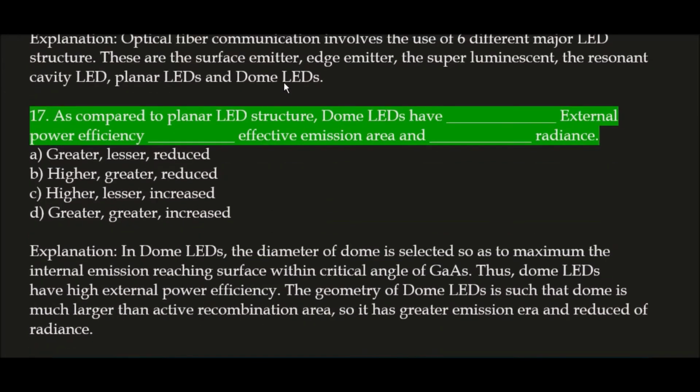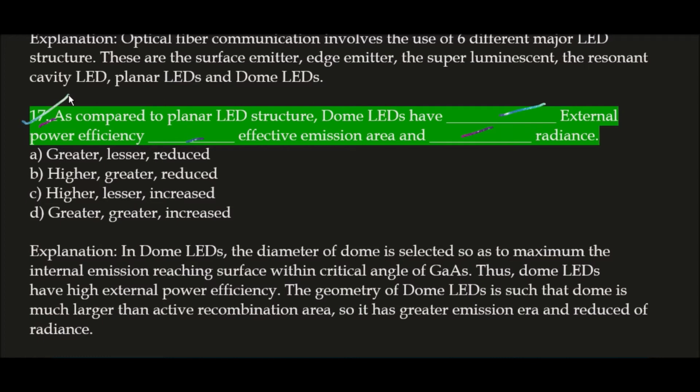Next question. As compared to planar LED structure, dome LEDs have blank external power efficiency, blank effective emission area, blank radiance. This is a frequently asked question, guys. Just listen to me very carefully. In dome LEDs, the diameter of the dome is selected so as to maximize the internal emission reaching the surface within the critical angle of GaAs. Thus, dome LEDs have high external power efficiency.